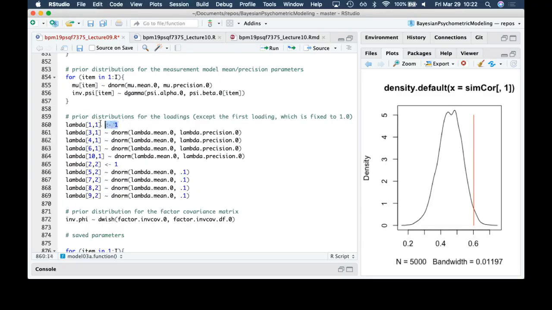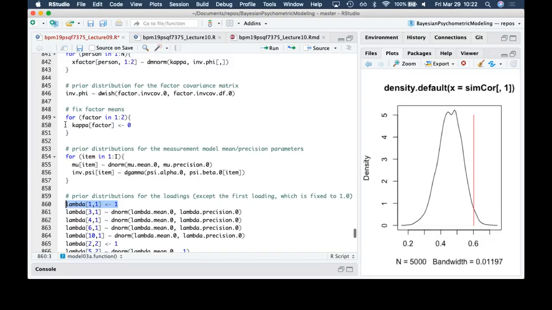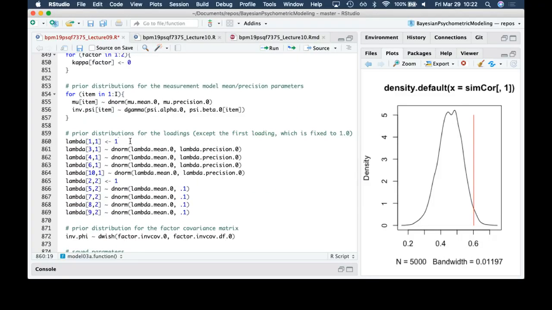So here, I'm going to put a 1 to standardize, or to put a marker item on each dimension. Arbitrarily, following what I feel is a practical convention, although again it's an arbitrary choice, I just picked the first item that appeared for each dimension. Item 1, which was on dimension 1, general conspiracy, got a 1; we're not estimating its loadings. And then item 2 was on governmental conspiracy, and we're not estimating its loadings.